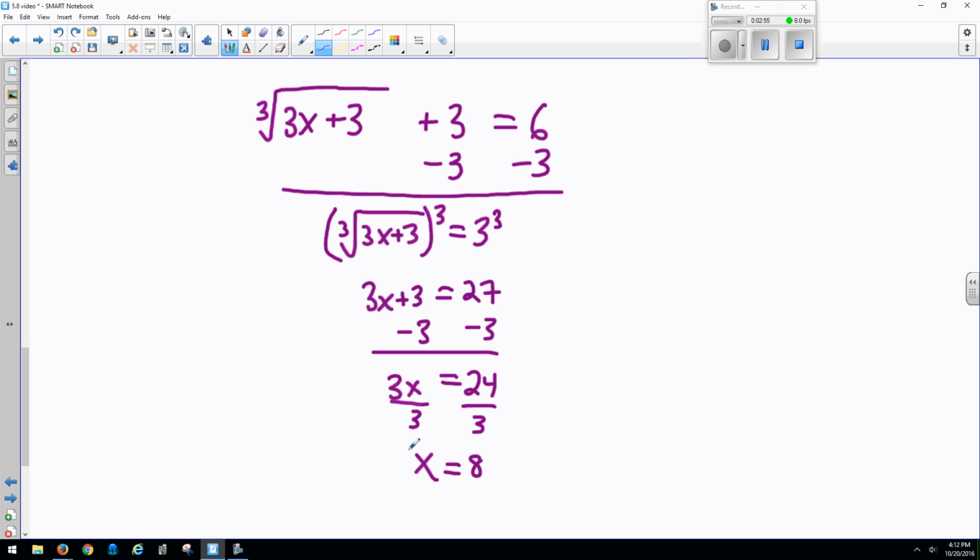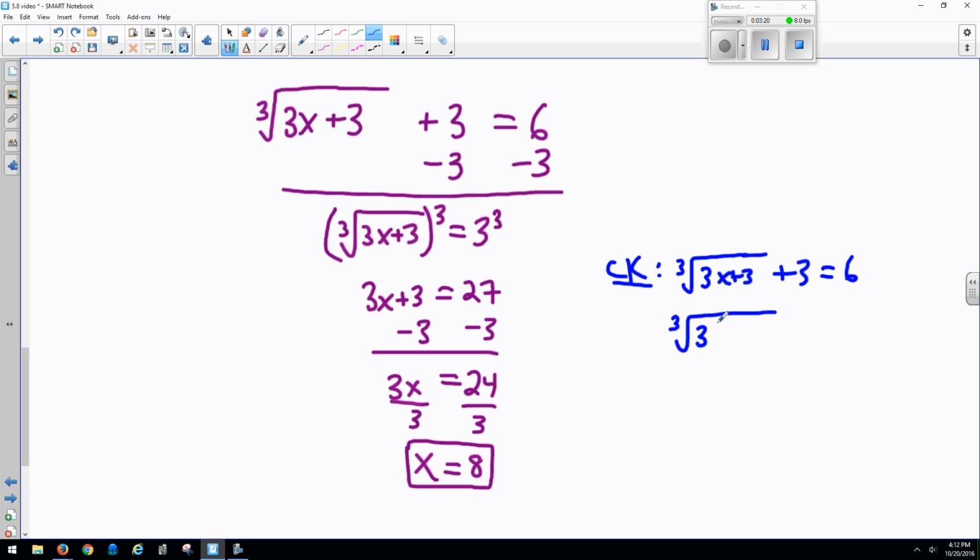Like I said, not a bad idea to check. So let's say we wanted to check this value in the original equation. So here's my check. Whenever you do a check, you want to always start with the original equation. So I'm going to start with that, and I'm going to substitute in 8, and just see if we get the same thing.